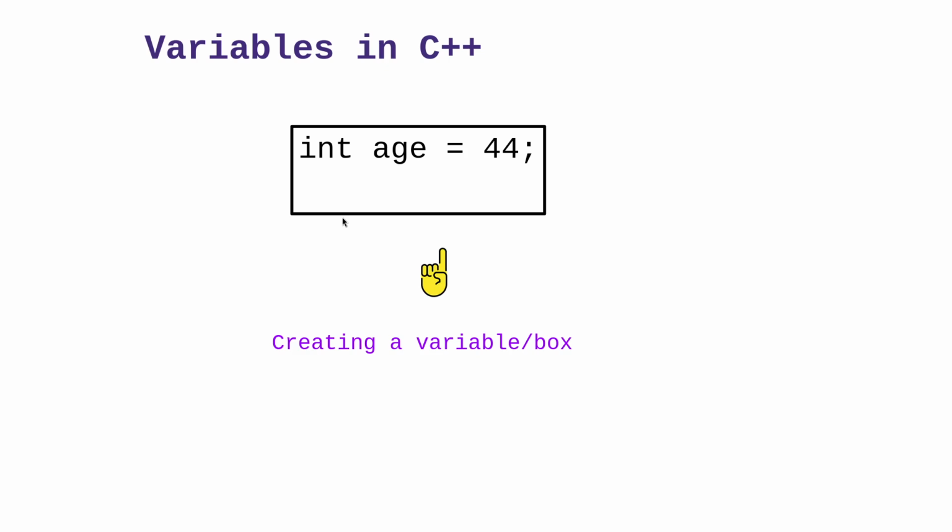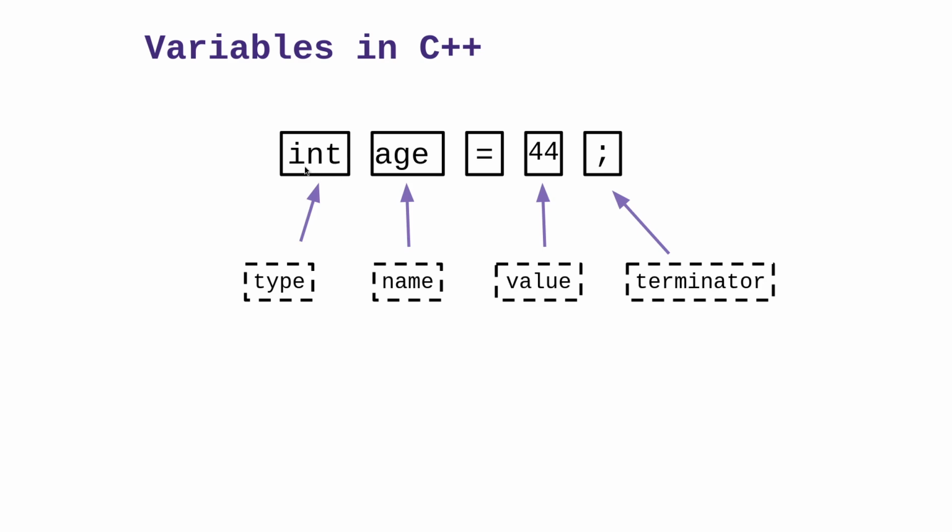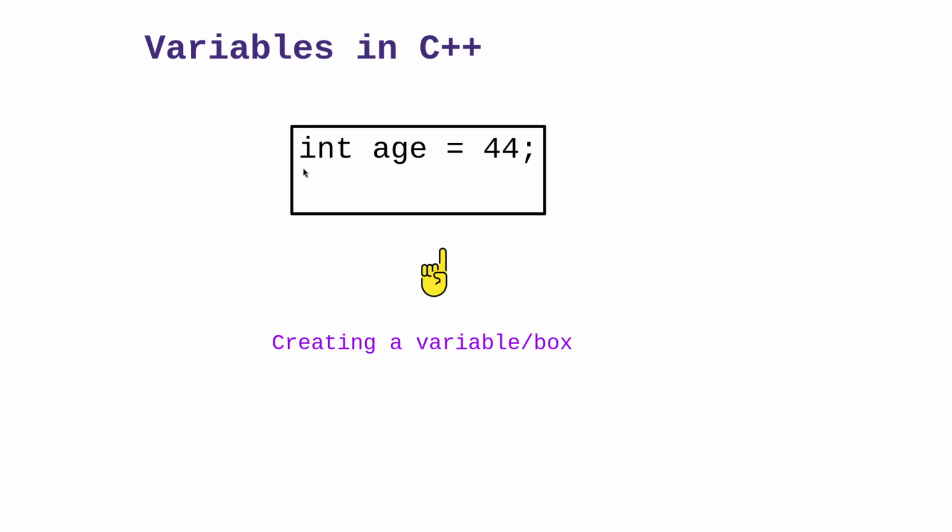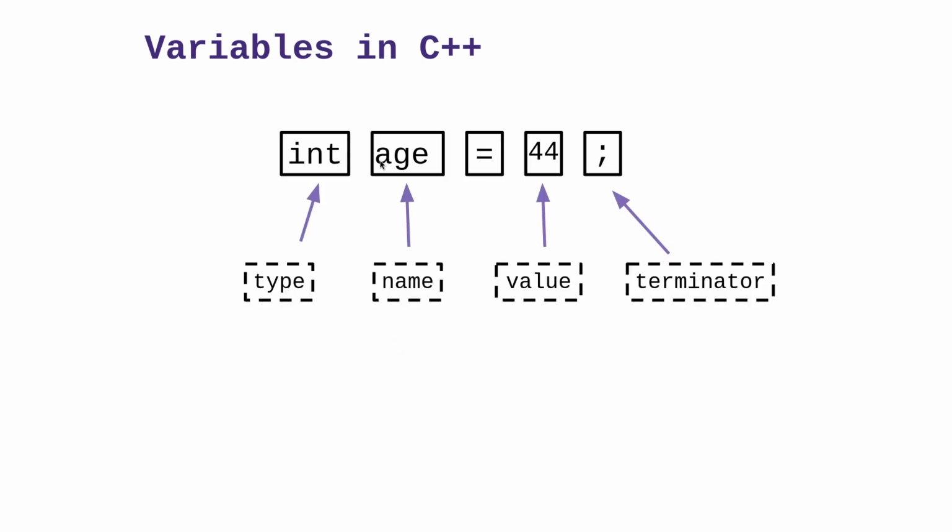Okay, so what does it look like to create a variable or a box in C++? Well, it's straightforward. All we need to do is to specify the type, specify the name of the box, the name of the variable, the equal sign, and if you're going to have a value, what the value is. And we have to end it with a semicolon. Okay, and that gives us a box, that gives us a variable.